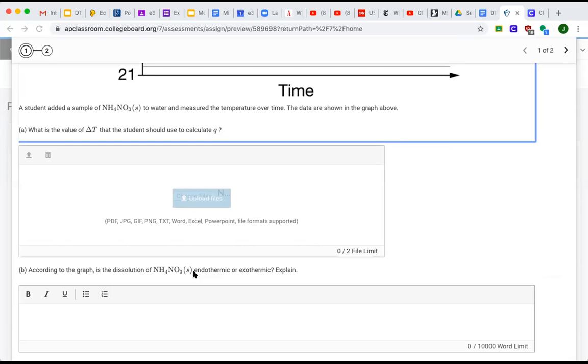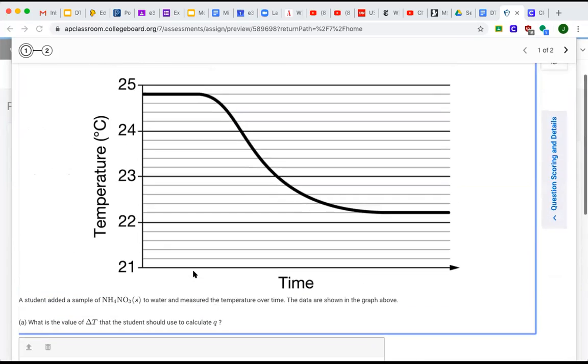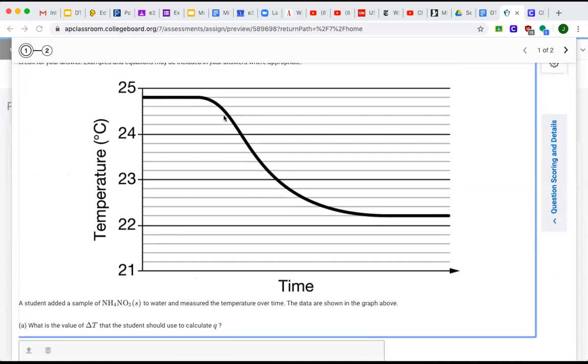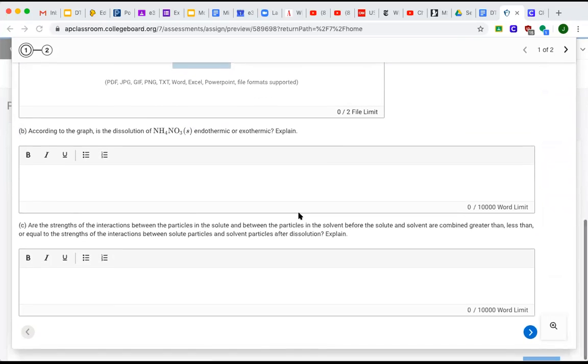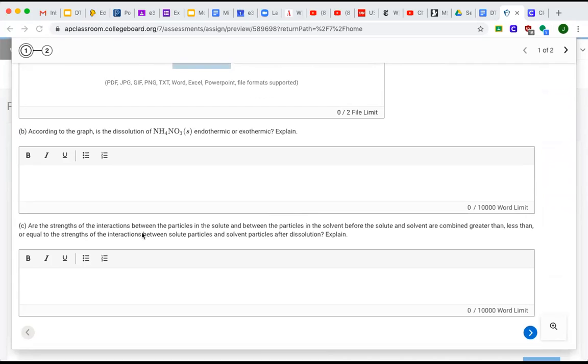Endothermic. Why? How do you know? Because as time goes, the temperature drops, which means it's absorbing energy. Right. The dissolution process itself is absorbing heat from the water. Exactly. So we can tell that this process is endothermic. Very good. So are the strengths of the interactions among the particles in the solute and among the particles in the solvent before the solute and solvent are combined greater than, less than, or equal to the strengths of the interactions among solute particles and solvent particles after dissolution?